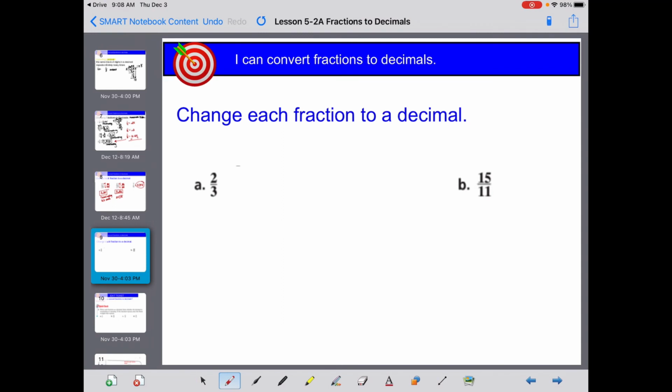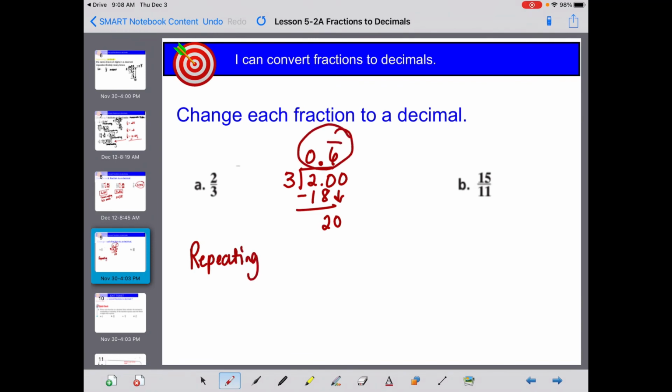2/3. You take the numerator and divide it by the denominator. Make sure that the top number is under the division bar. 3 does not go into 2, but 3 does go into 20, 6 times. Then I subtract. And right here is where you're probably realizing that this is going to repeat. This is a repeating decimal, and the block of digits that repeat is the 6. So I put a line over the 6. Make sure you don't do this. That's wrong. Only put a line over the repeating digits.